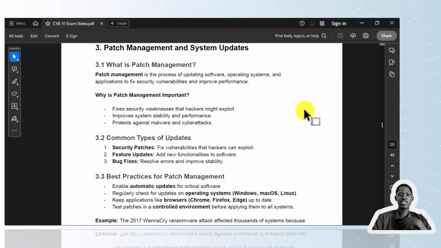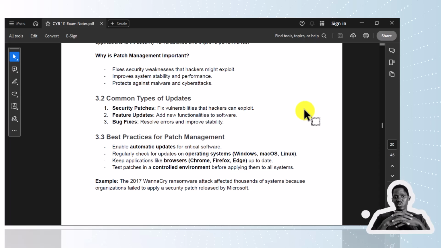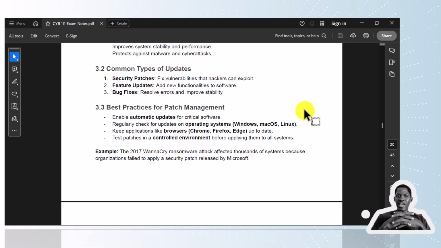Now, best practices for patch management. This is something that you should pay attention to. What are the best practices for patch management? We only have four here. Enable automatic updates for critical software. You understand? So that the software will update automatically as soon as there is an update for it. So that's the best practice: enable automatic updates for critical software.